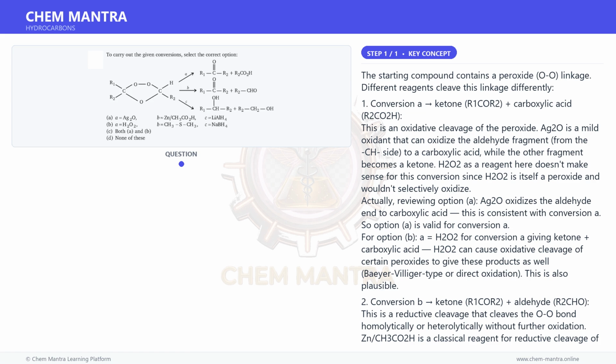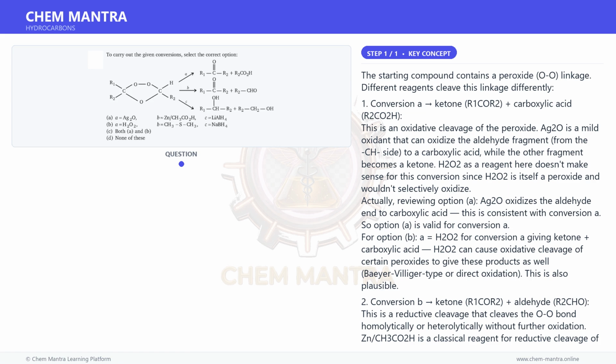CH3SCH3, dimethyl sulfide, is also used to reduce peroxides, for example in ozonolysis workup, to give aldehydes and ketones. Both reagents are valid for conversion B. 3. Conversion C: secondary alcohol R1CHOHR2 plus primary alcohol R2CH2OH. This requires full reduction of both carbonyl and peroxide to alcohols.